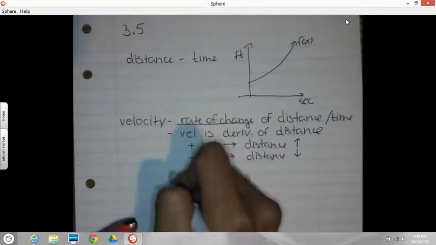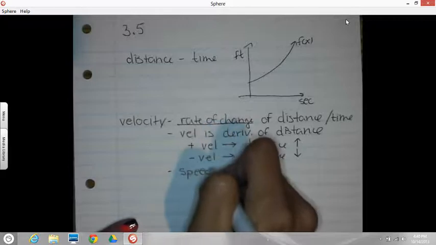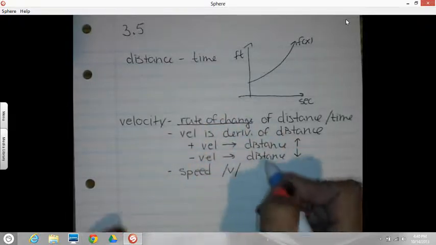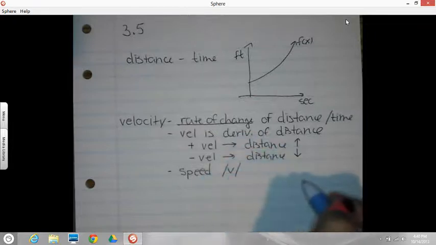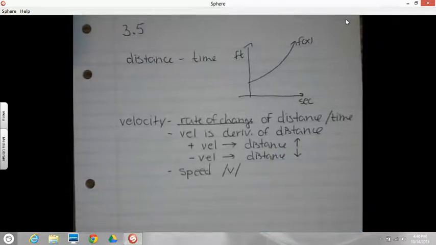And speed doesn't take into account direction, it's the absolute value of velocity. And you may have talked about all of this stuff in physics before. I'm not sure if you did that yet. And so that makes speed always positive. So speed doesn't take into account direction.